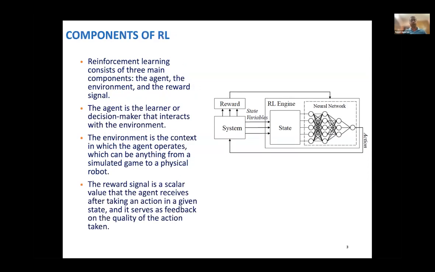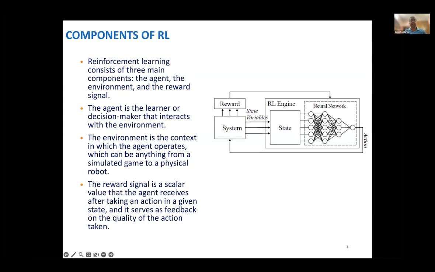Just to go into more detail, there are three main components. The first is the agent. The agent is the thing that is making the decision. So this part here is the agent. Then there is an environment. The environment is what is happening around you, which is labeled here as the system. And the third is the reward signal.